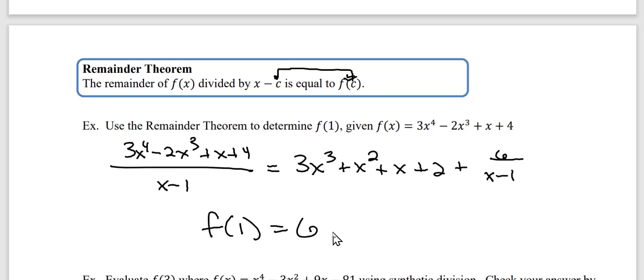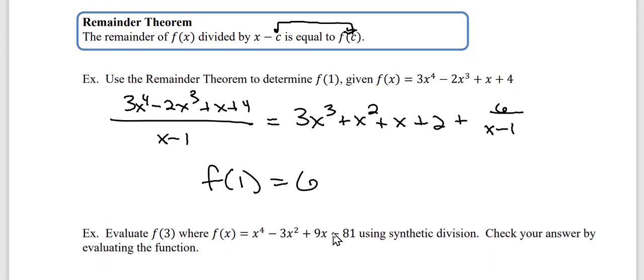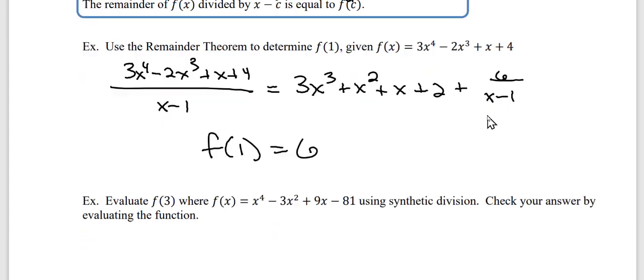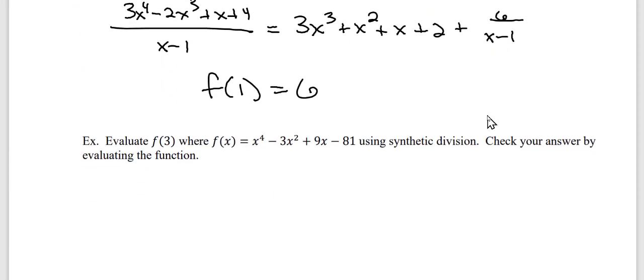Now, there is absolutely no reason why a person would ever evaluate this function at x equals 1 using this technique, where you do the long division, or even synthetic division where it's much faster, and then find the remainder and recognize that. You're just going to plug 1 into this function and get 6 from it. But it's going to lead us to something else.